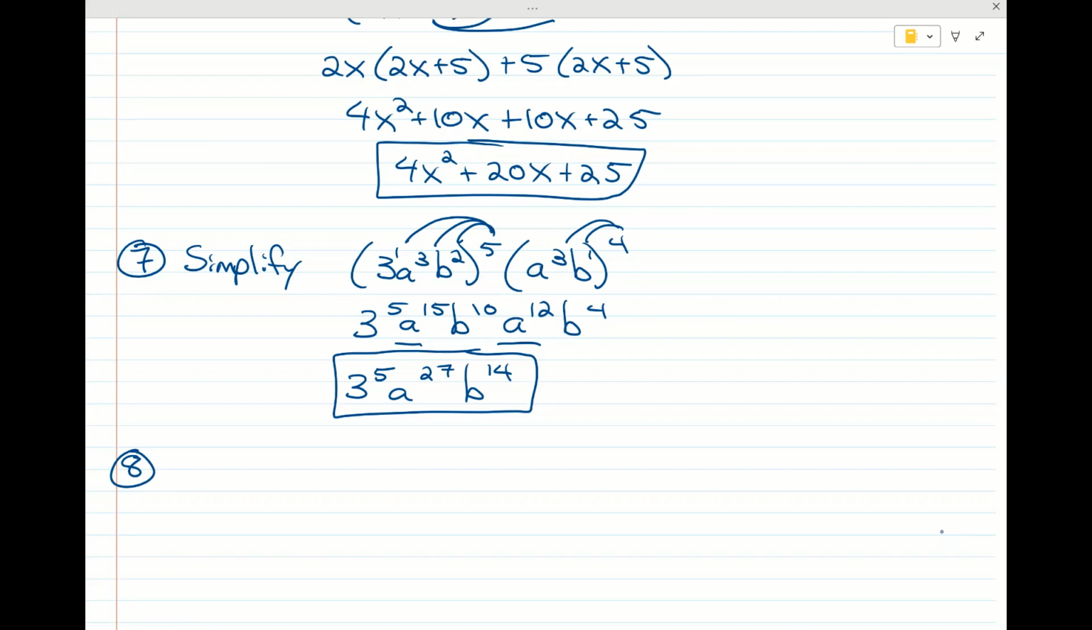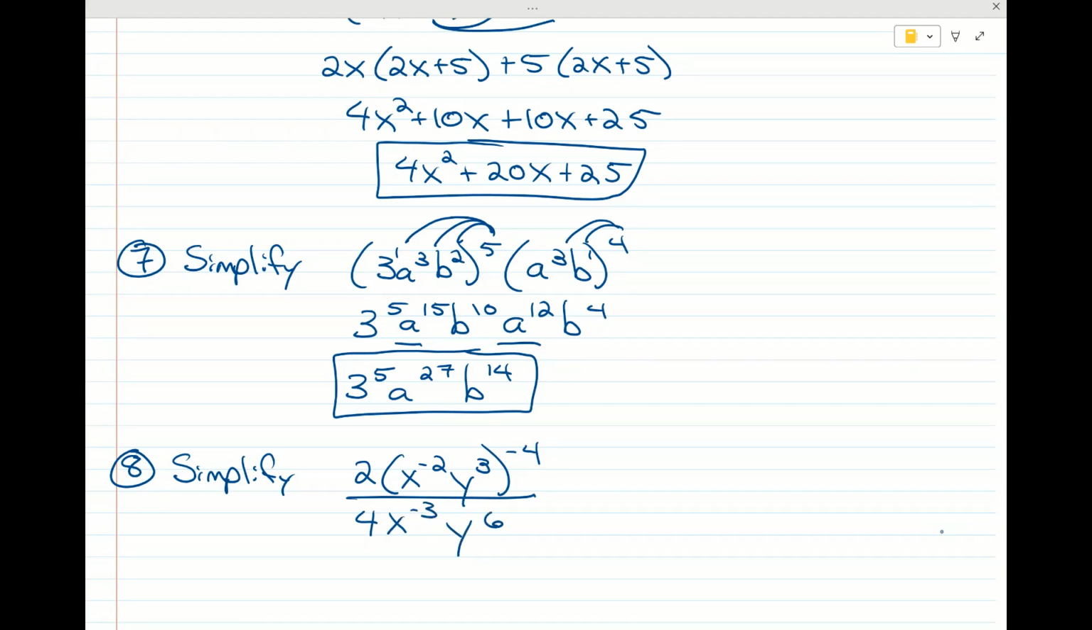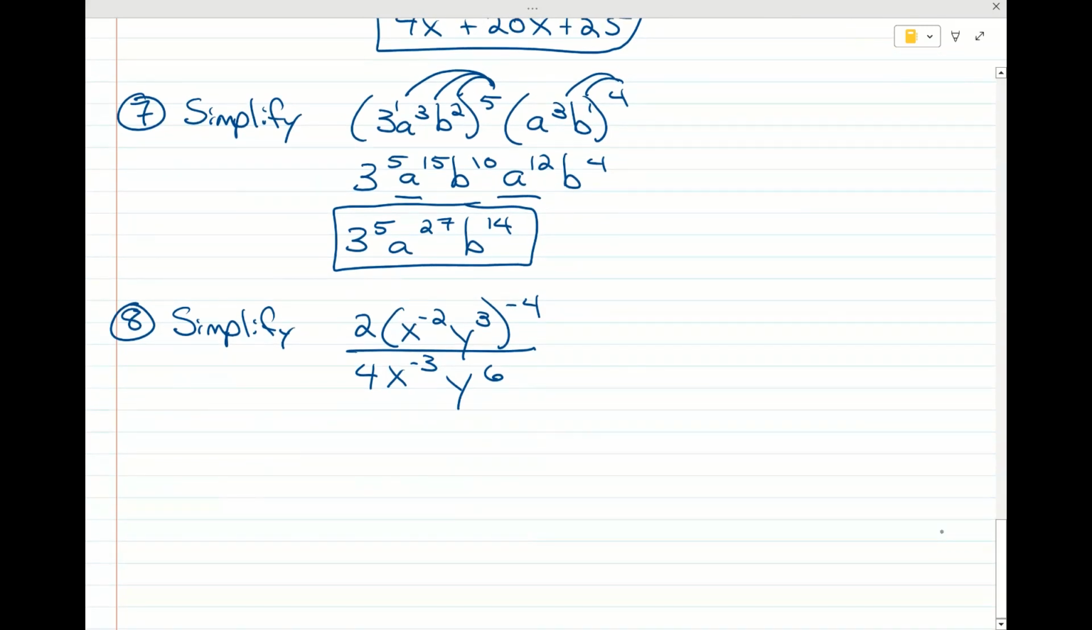Problem number 8, I'm going to ask you again to simplify. Let's say we had 2 times x to the negative second, y to the third, all to the negative fourth power, divided by 4, x to the negative third, y to the sixth. Now we have a few properties worth reviewing. Remember, a power to a power, you multiply.